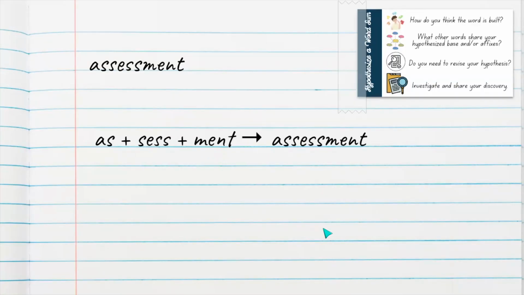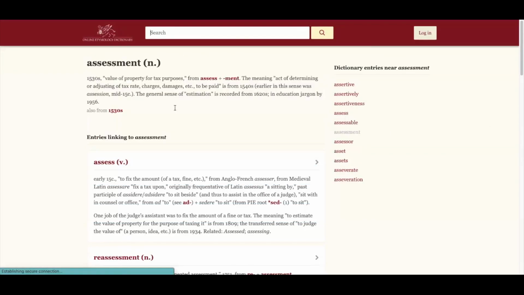So with this information in mind, we look at the word assessment here, and I thought this was super cool. It was originally meant to talk about property taxes. Like, isn't that hilarious? I think that's funny. Anyway, so the value of one's property for tax purposes, ASSESS plus MENT. The act of determining or adjusting a tax rate, charges, or damages to be paid is from the 1540s. Your tax assessment precedes education jargon, which was 1956. That's hilarious.